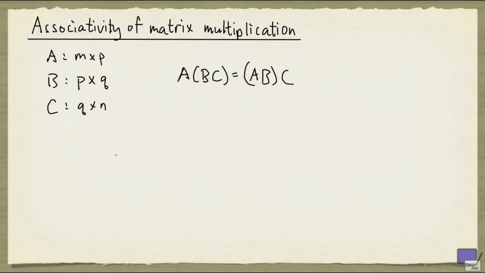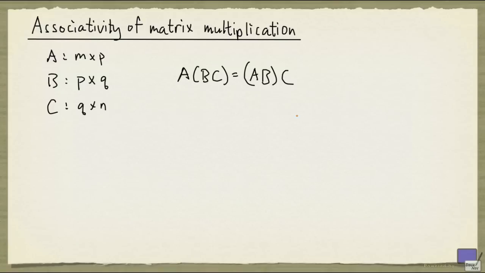Matrix multiplication is associative in the following sense. If you have a matrix A that is M by P, a matrix B that is P by Q, and a matrix C that is Q by N, then taking the product BC and then multiplying on the left by A is the same as taking the product AB and then multiplying that to the right by C. This property makes simplification of many matrix computations possible.